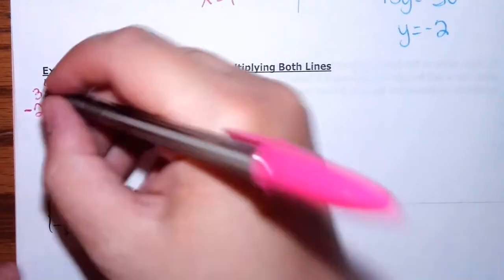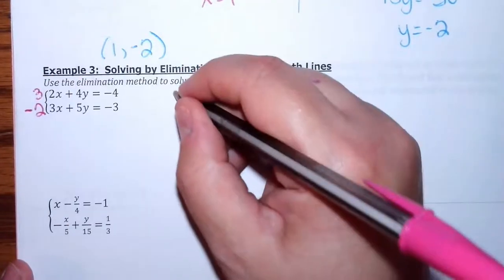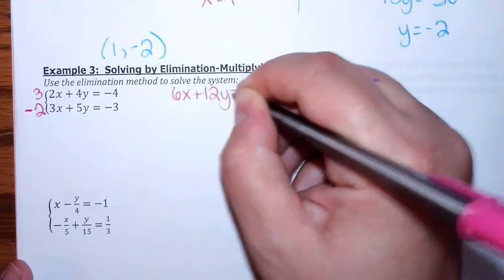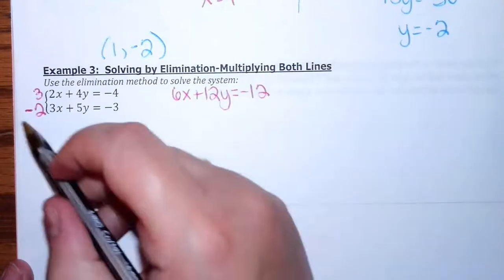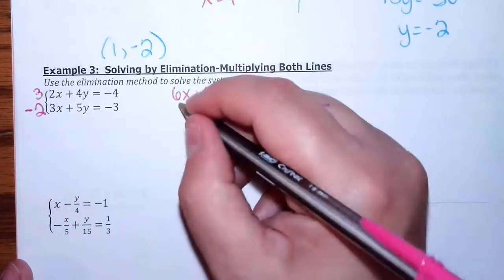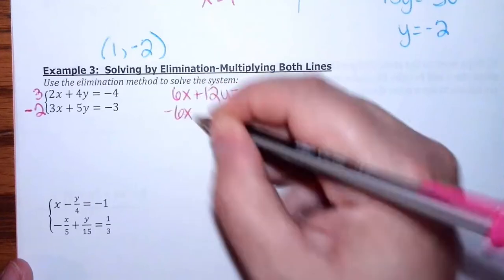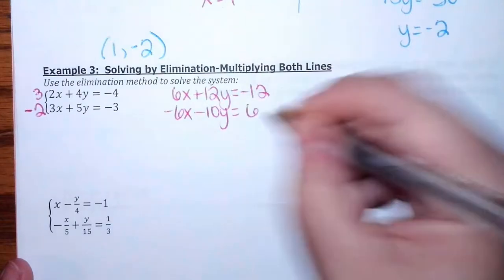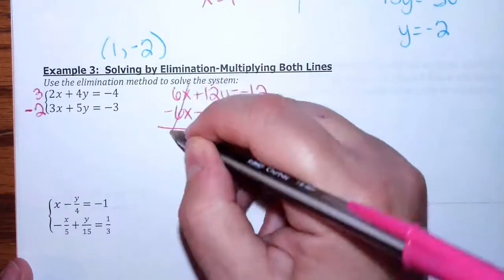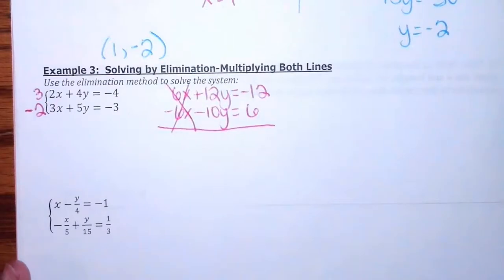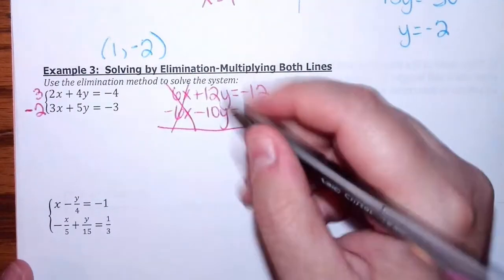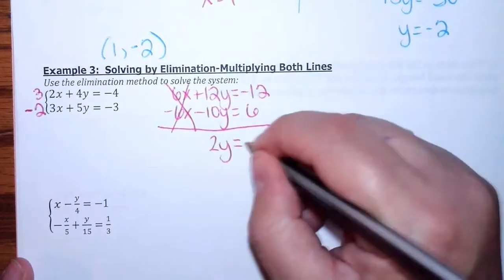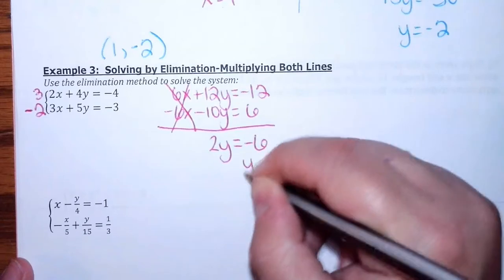So I'm going to run a 3 through the top. So that's going to end up giving me 6x plus 12y equals negative 12. And I'm going to run a negative 2 through the bottom. So that's going to give me negative 6x minus 10y. And then here, negative times a negative, this is going to turn into 6. That allows me to eliminate the x's when they're opposites. They add up to 0. 12y minus 10y is going to give you 2y's. Negative 12 and 6 is going to give you negative 6. So then y there is just going to be negative 3.